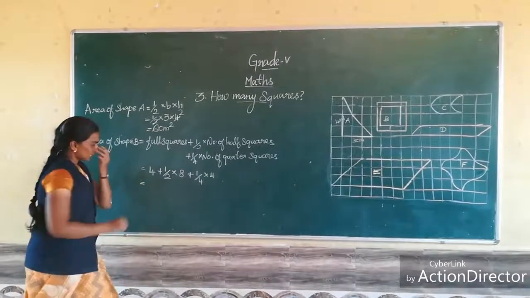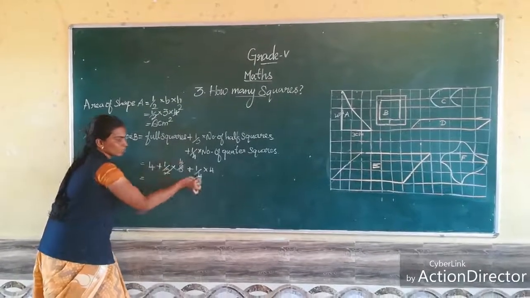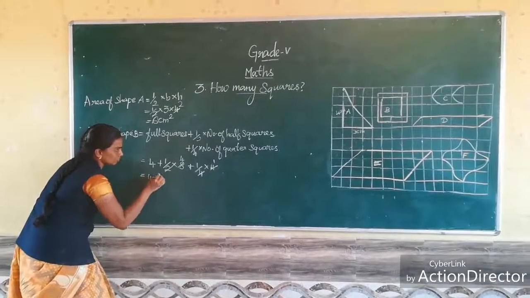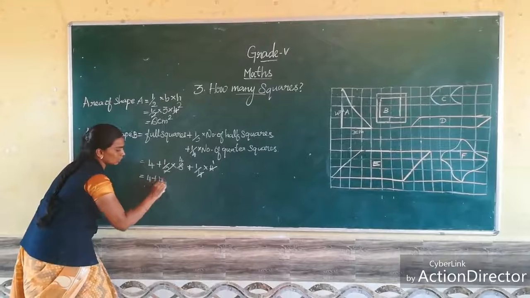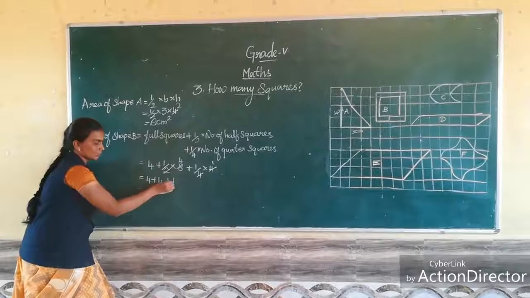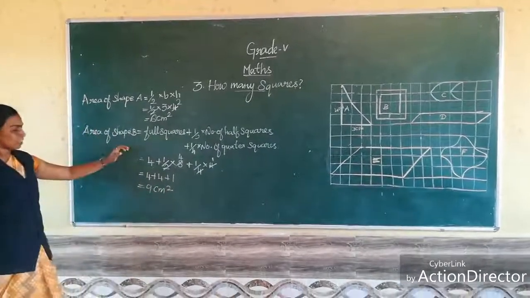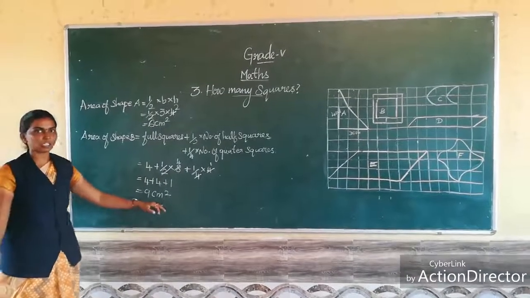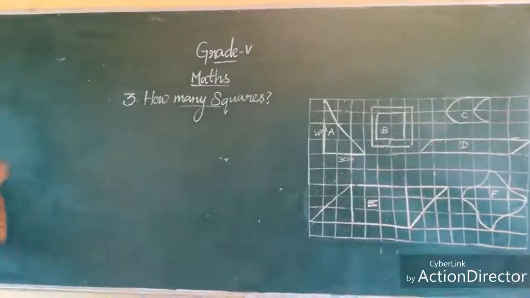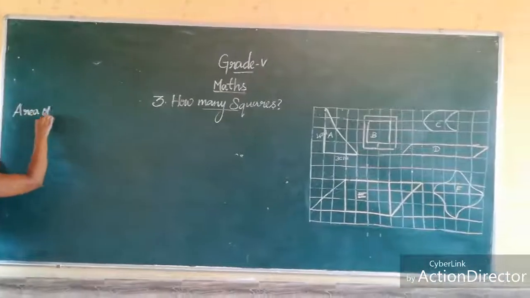Finally, we want to cancel. See, 2 4s are 8. Here also we can directly cancel. 4 plus 1 into 4, that is 4. Here 1. 4 plus 4, 8. 8 plus 1, 9. So totally 9 centimeter square. The area of shape B is 9 centimeter square. Look at shape C. We are going to find the area of shape C.